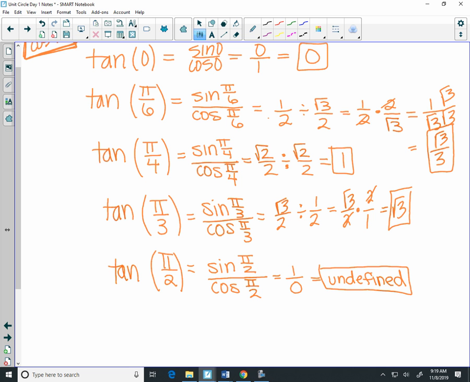I like to have easy ways to remember things. I don't particularly have an easy way for 0 and pi over 2. I just write them out. I know sine is 1, cosine is 0, and I write it whichever order it needs to be, and get 0 or undefined.